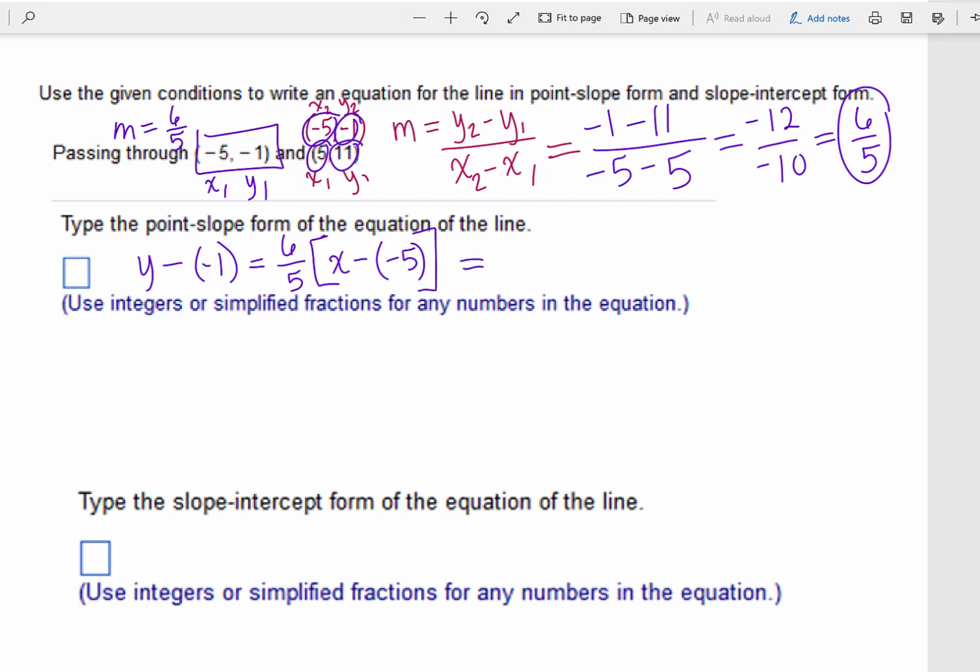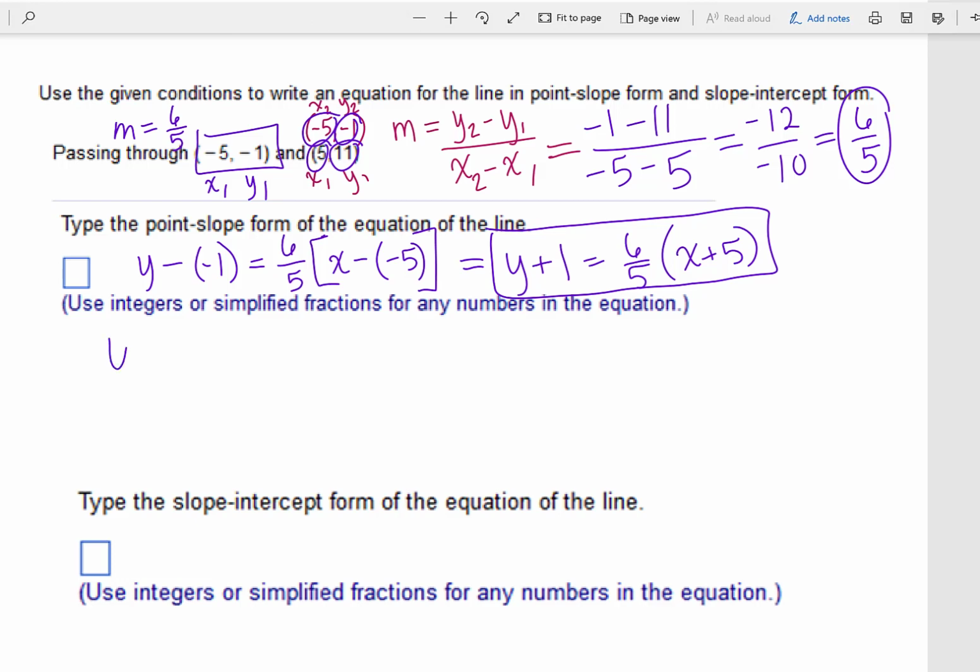Have some simplifying to do there, right? Because I have minus a negative, so it's going to be y plus 1 equals 6/5 times x plus 5. Now again, if I use the other pair, 5, 11, then it would look like y minus 11 equals 6/5 times x minus 5. And that would have still been correct. It doesn't matter because when you take it to slope-intercept form, it changes into the exact same form, and you might want to try that.